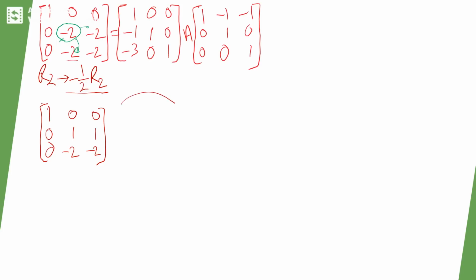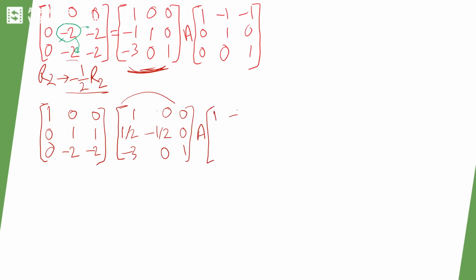So this matrix become 1 0 0 1 by 2 minus 1 by 2 0 minus 3 0 1, and the matrix IC is same because we apply the operation on row.